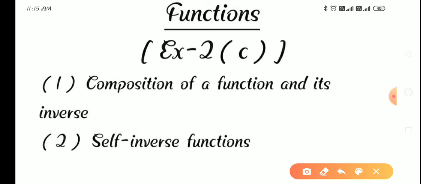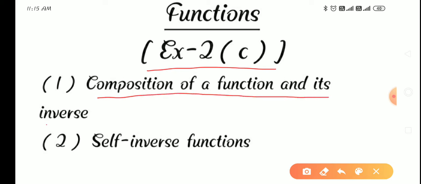Today in this video I am going to explain the remaining part of exercise 2C. In this remaining part you are going to study composition of a function and its inverse. Means when two functions are given, then by using composition how can you show the given two functions are the inverses of each other.